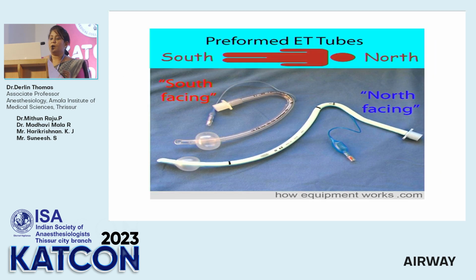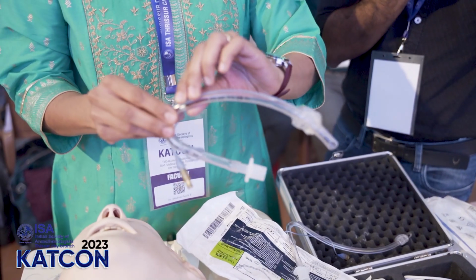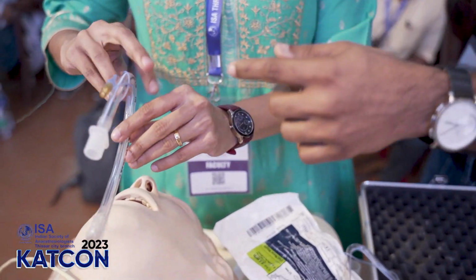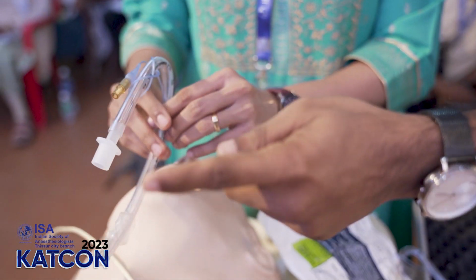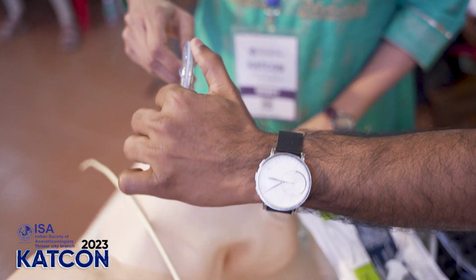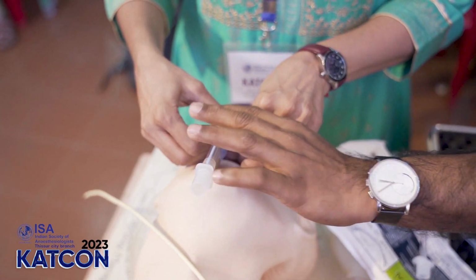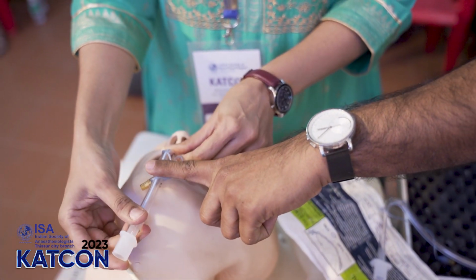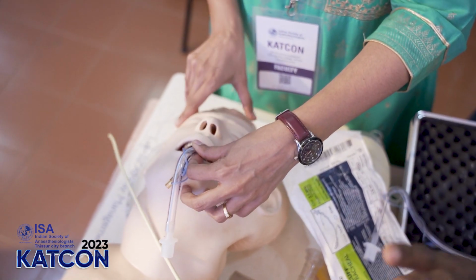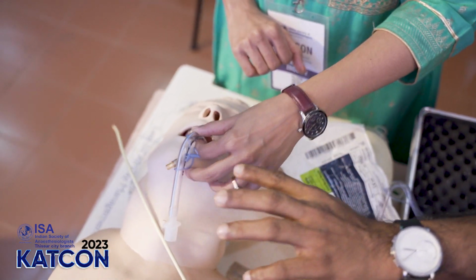And these are preformed ET tubes, and these are of 2 different varieties. This is the south pole tube. South means down south, so the tube is directed downwards. The tube remains like this, and you can fix it like this, so that the tube goes away from the surgeon's field. Most commonly used for tonsillectomies.